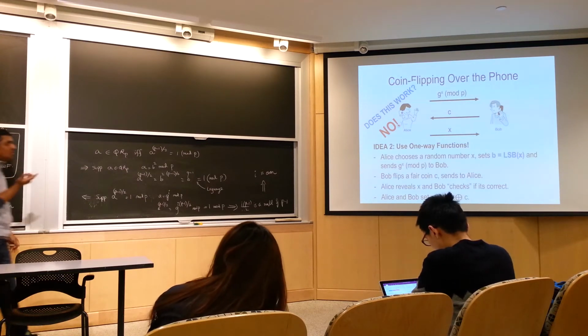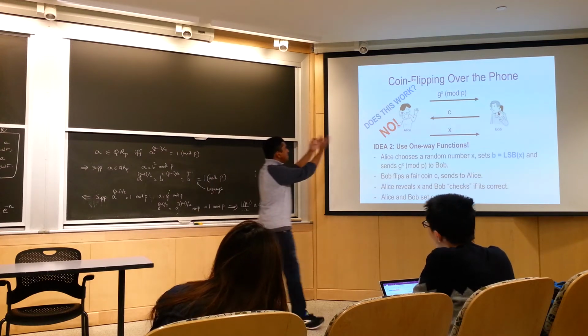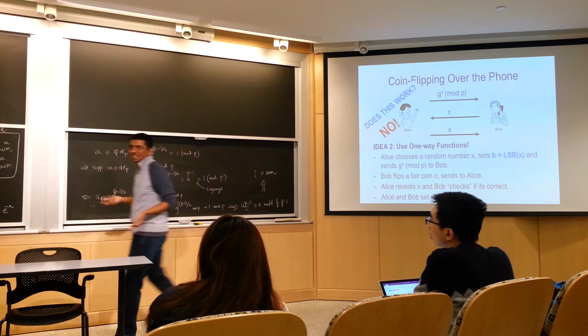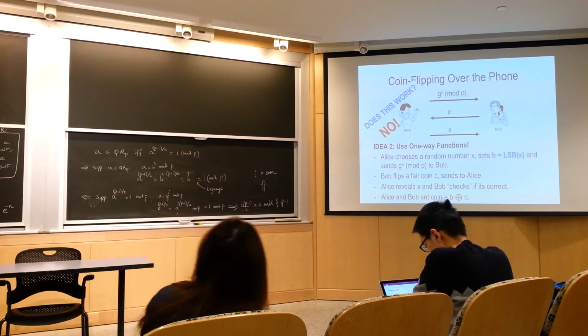So who can cheat whom here? Again, Bob can cheat Alice. Bob can look at g to the x and say, well, I know what b is, so I compute whether it's a square or not. Not very good. Not very good at all.